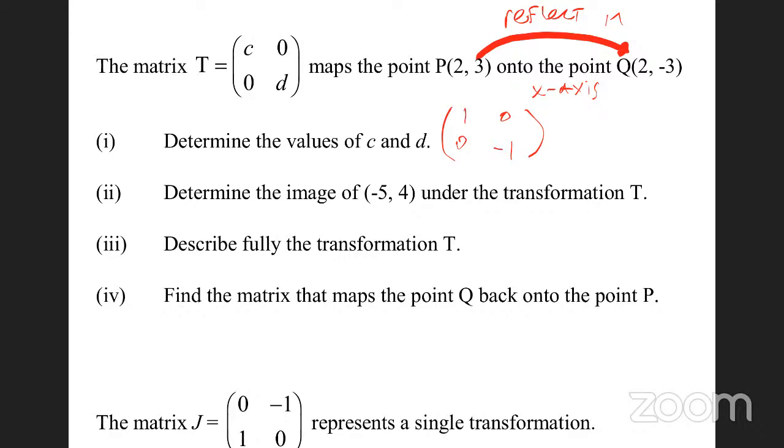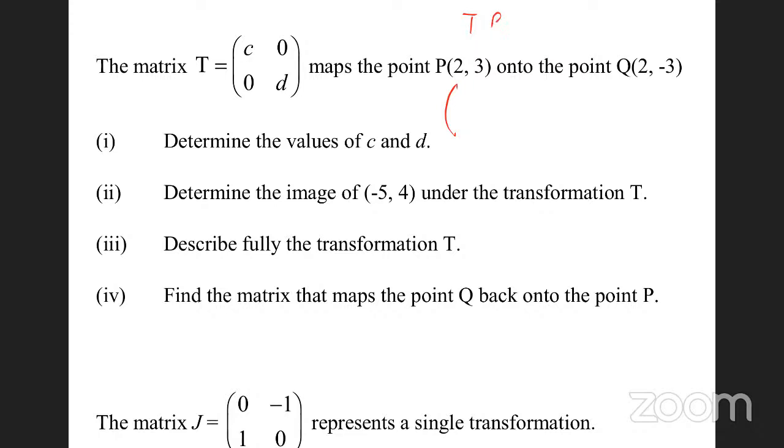The next way you can do it is to multiply and solve simultaneously. I know you all like that method more. Here's what you can do. You take the matrix T. To get the image, you multiply T by P. So multiply the matrix (C, 0, 0, D) by P, where P is (2, 3), and you're supposed to get (2, -3). Whenever you multiply a transformation by the point, you get the image.